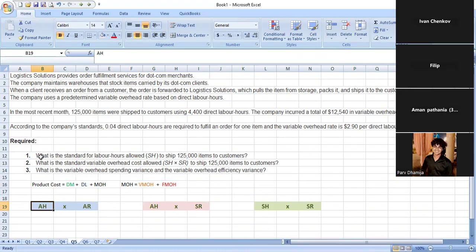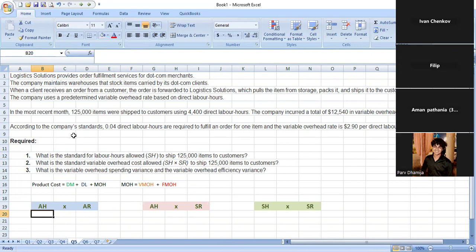First, the question asks: what's the standard labor hours allowed to ship 125 items to the customer? What's the standard variable overhead cost allowed to ship 125 items? And what's the variable overhead spending variance and variable overhead efficiency variance? Let's start our calculation. Let's pretend that we haven't seen those questions, and let's start plugging in the information that we have.